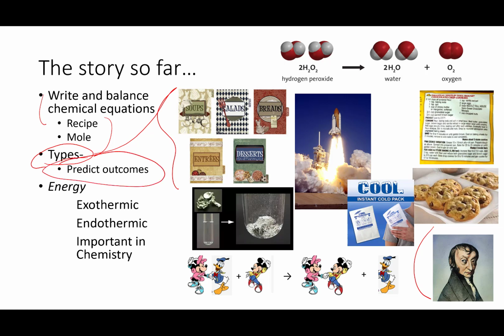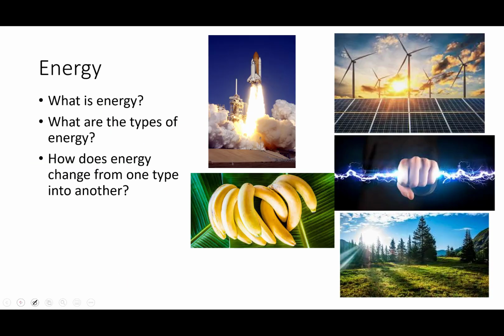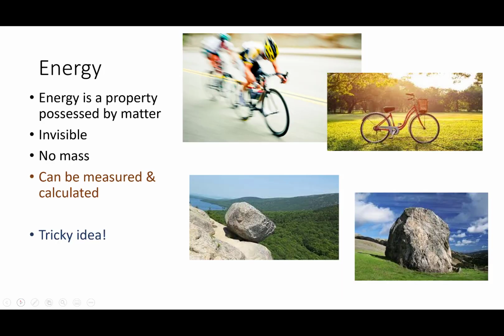Well, now we're going to talk about energy. A lot of chemical reactions are exothermic, meaning that heat exits. Some are endothermic, meaning that heat is taken in. But energy is an important idea in all of chemistry. So what exactly is energy? What are the various types of it? And how does energy transform from one kind of energy into another?